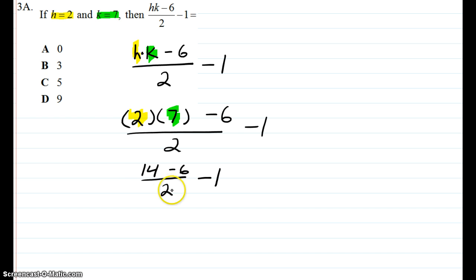And so now before we can divide this, we have to take care of the top. So 14 minus 6 gives us 8. 8 divided by 2 gives us 4. And 4 minus 1 gives us 3. So the correct answer here is B. So try 3B. This is the amount of work I'm expecting.